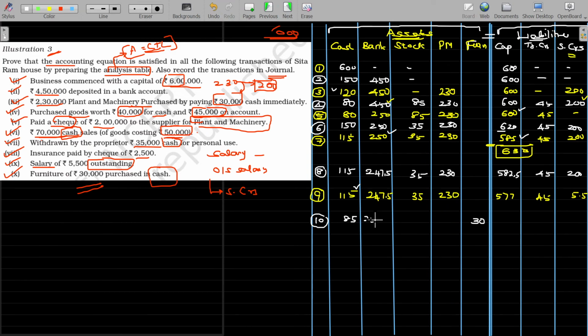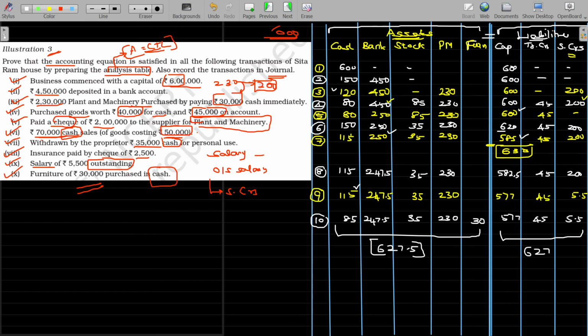And bank being 247.5 and stock being 35, and then plant and machinery being 230, capital 577, and all other things being the same value 45, and sundry creditors being 5.5. Now total the asset side and total the liability side. Okay, the total being 6 lakhs, otherwise 627.5 thousands in both the sides, it's matching. So already now equated. Hope so you could now understand. Illustration is solved using accounting equation approach. Clear?